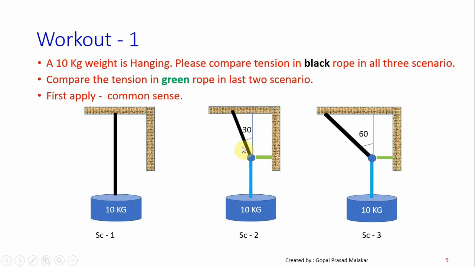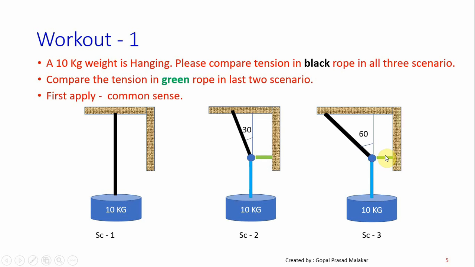The blue rope is here, the black rope is at a 30-degree angle, and the green rope is horizontal. In this case, the black rope is at a 60-degree angle from the vertical, this is horizontal, and this is a 10 kg weight. Now we have to compare the tension in the black rope in all these three scenarios, and also compare the tension in the green rope in the last two scenarios.